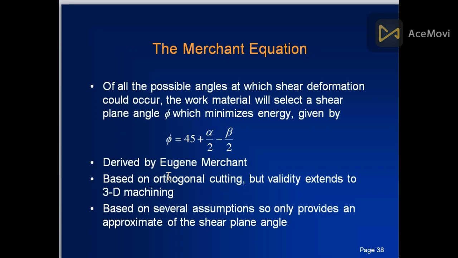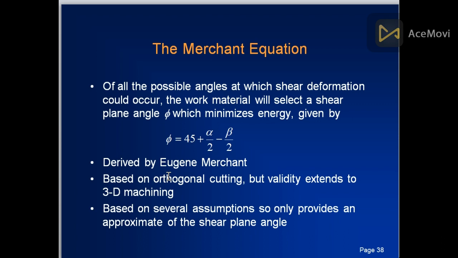The Merchant equation is the equation for all possible angles at which shear deformation could occur. The work material will select a shear plane angle phi which minimizes the energy. For the minimization of energy, it is given by phi equal to 45 plus alpha by 2 minus beta by 2.